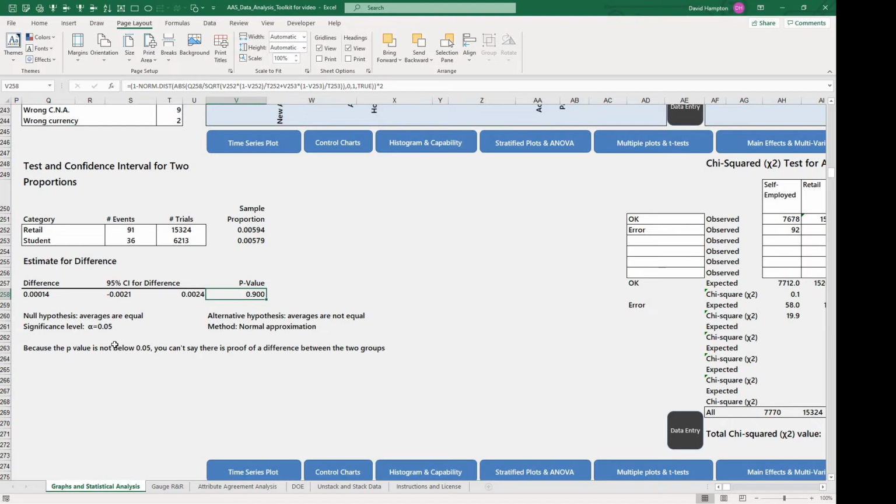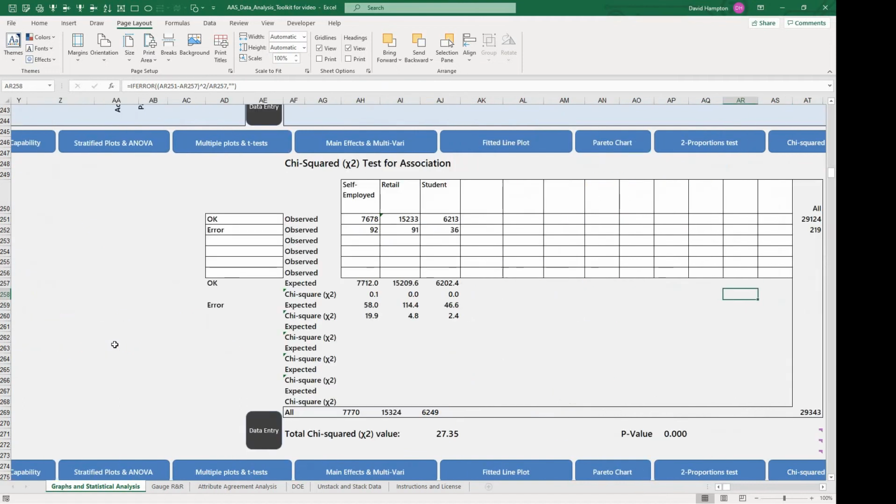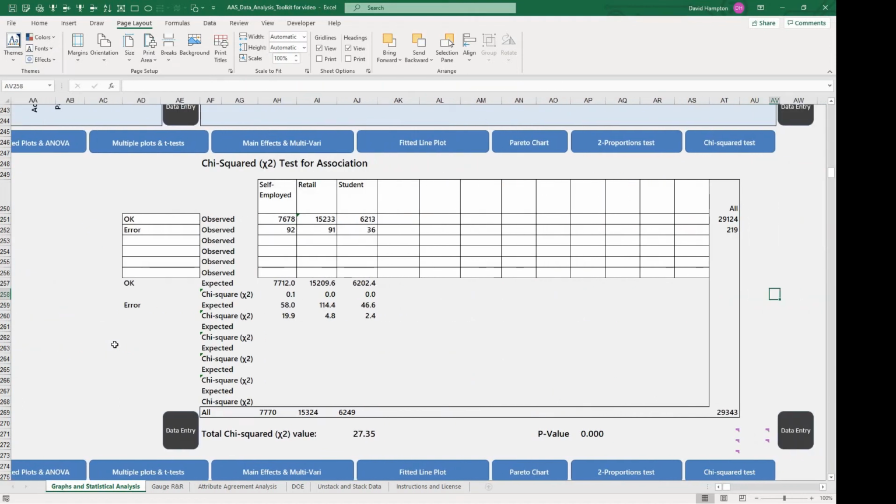The other type of test we can offer is a chi-squared test, and this is used whenever you have more than two categories that you need to compare. So we have here self-employed, retail and student. These are the numbers that came from the Pareto chart. 92 problems for self-employed, 91 retail, 36 student.